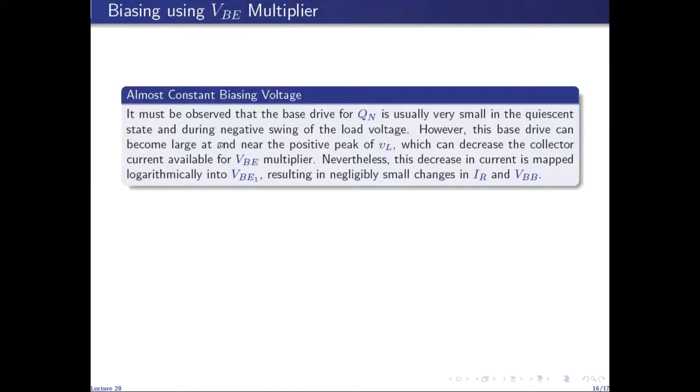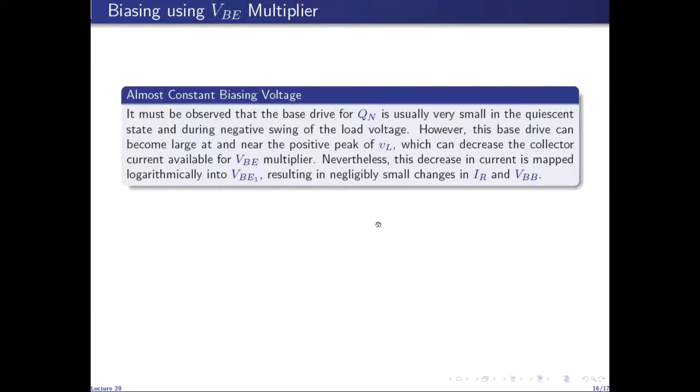So under quiescent conditions and during the negative swing of the load voltage, we can safely ignore the base current, or at least the approximation that the base current of Qn is zero is not that bad. However, the base drive of Qn can become large at and near the positive peak of VL, because when the load voltage is swinging in the positive direction, Qn is conducting more strongly, and at its peak, Qn is conducting the most current, which means that the base drive will be maximum at the positive peak of VL.